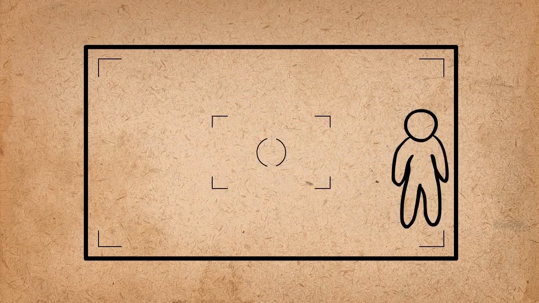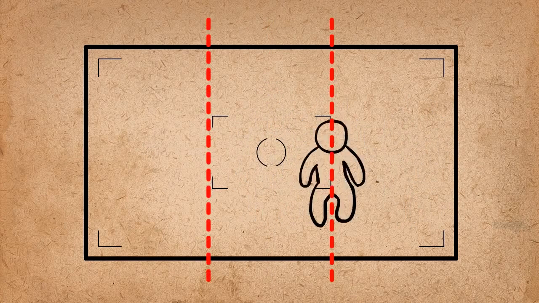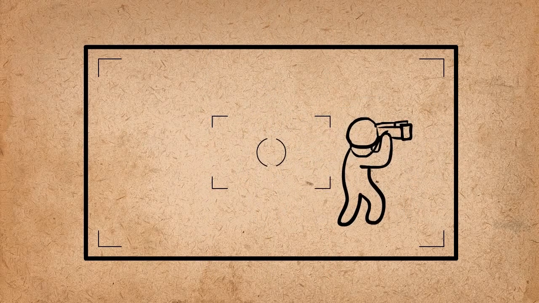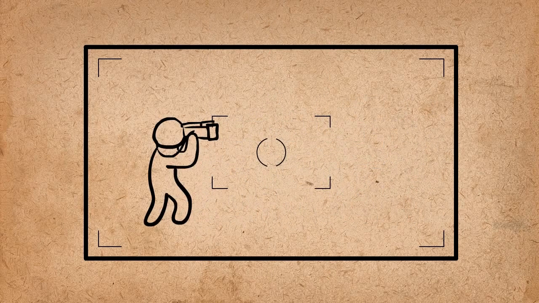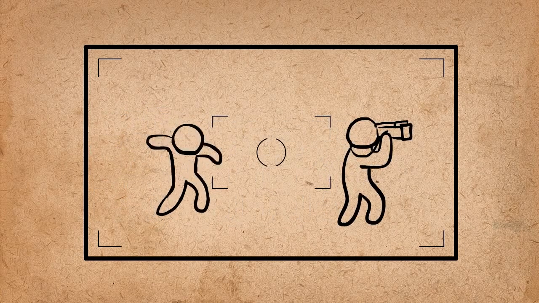Don't have the main action be off to the side. It should be either in the center of the screen or in one of the thirds of the screen. If they're facing to the side, there should be more empty space in the direction that they're facing, unless someone's sneaking up behind them, in which case they would no longer be the main character of the shot.